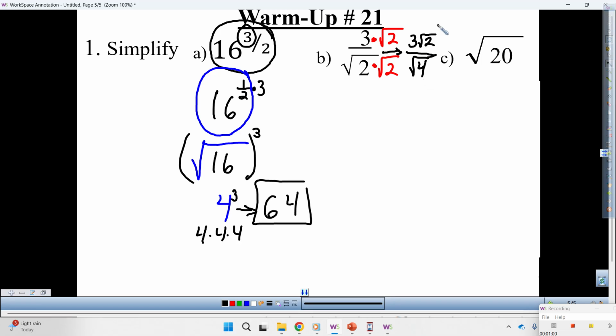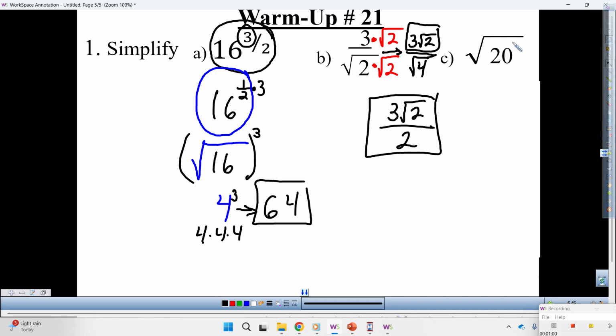Next, the numerator, we can't do anything else with it, so it stays 3 square root of 2. How about the denominator? What is square root of 4? 2. Did we get rid of the square root? Yes, we did, Mr. Q. All right, pretty good. Is it coming back for some of you? Yes? Very good.